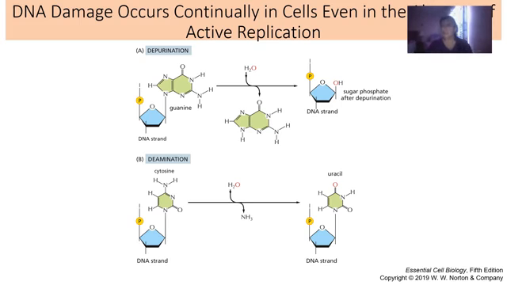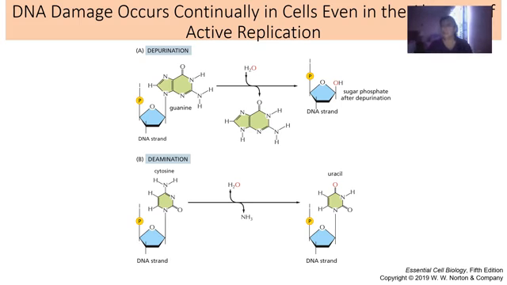Now, DNA damage, as I talked about a second ago, can occur all the time. It happens all the time, even when there's no replication happening, even when there are no mutagens available, just cells living their life, doing what cells do. There will be constant damage occurring in the DNA, but it's constantly getting fixed as well. Now, two main types of damage that happen spontaneously all the time are depurination and deamination.